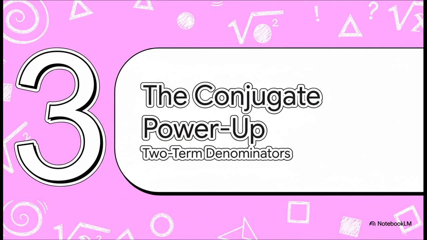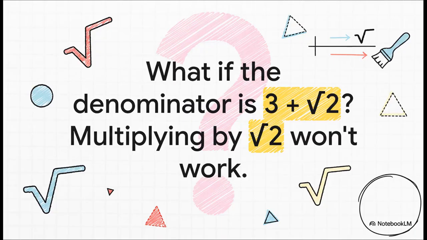That's the simple case. But what happens when the denominator is a little more complicated? What if it's got 2 parts, like a whole number plus a radical? Well, for that, we're going to need a new tool, a little power-up. This is the key problem.